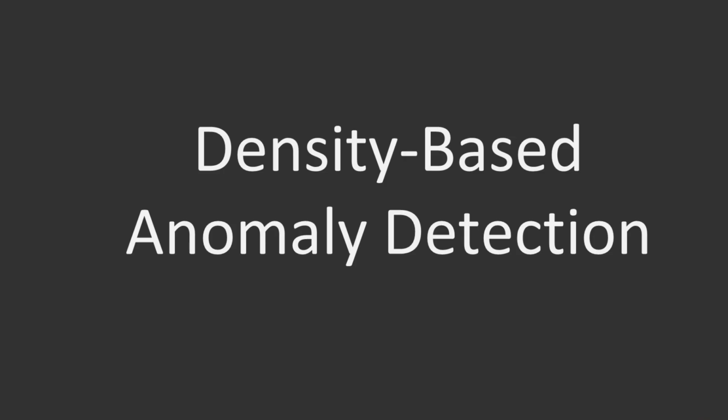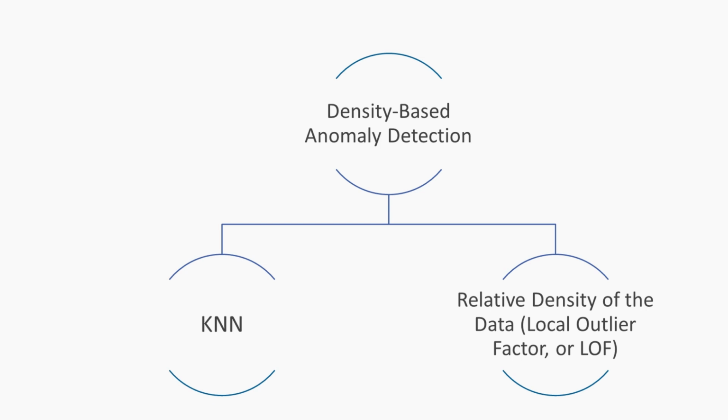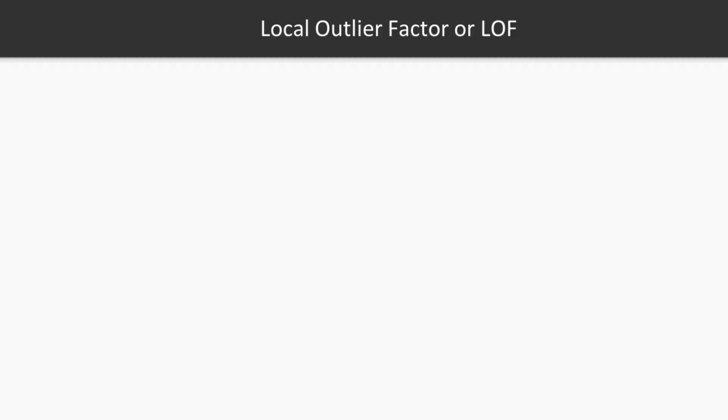The second method that we are going to explain in this video is called the density-based anomaly detection method. In this method, the assumption is that normal points occur around a dense neighborhood and abnormalities are far away. This method is mainly divided into two groups, KNN and relative density of the data, local outlier factor or LOF. Here we are going to explain more about this LOF method.